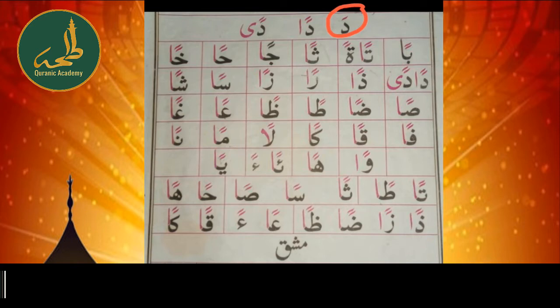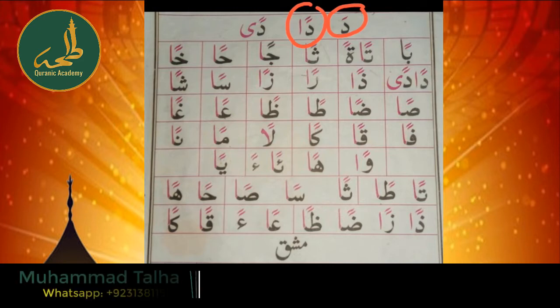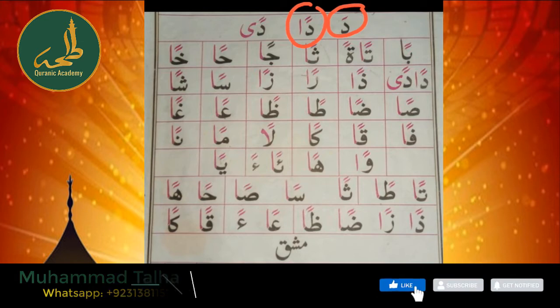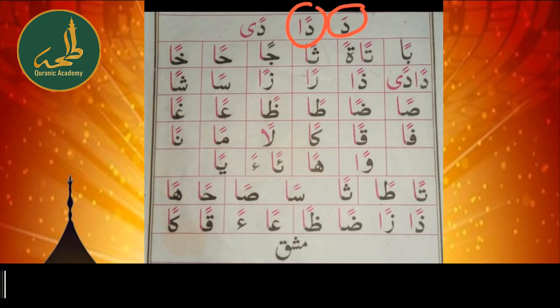Now in this lesson we will discuss the double zabar. When the letter comes with two bars above it, it is called do zabar, or two zabars. So let's start this lesson. A zabar has a specific sound of a, and this tanween do zabar has a sound of an. At the end we have to say an.